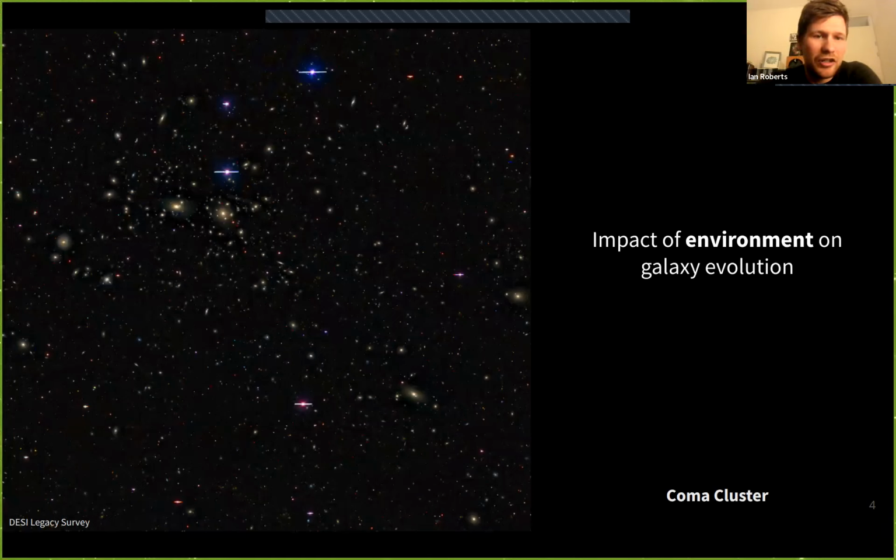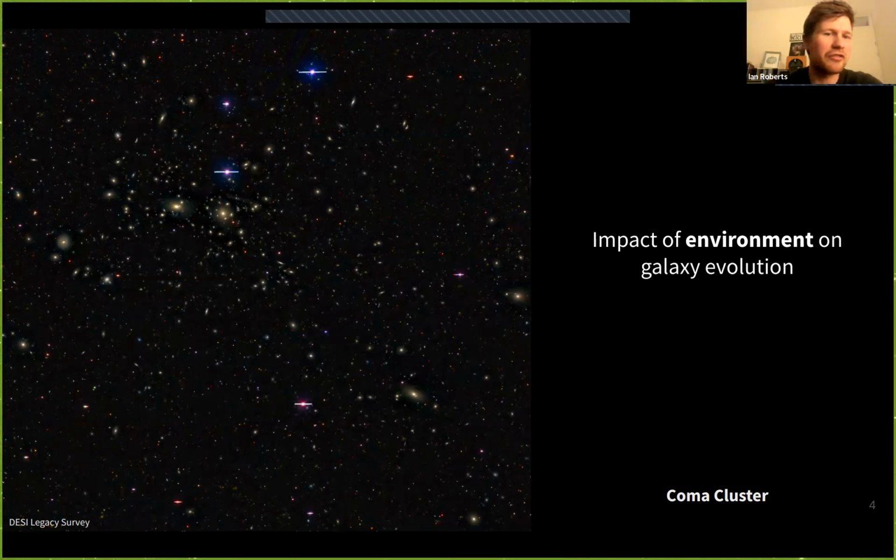So I'm going to start here with the Coma cluster. This is what you see here in this image. Coma is one of the nearest massive clusters to us. It's been the site of lots of research into galaxy evolution and the impact of galaxy clusters. And you can already start to see that impact just by looking visually at an image like this, not just Coma, really any galaxy cluster in the low redshift universe.